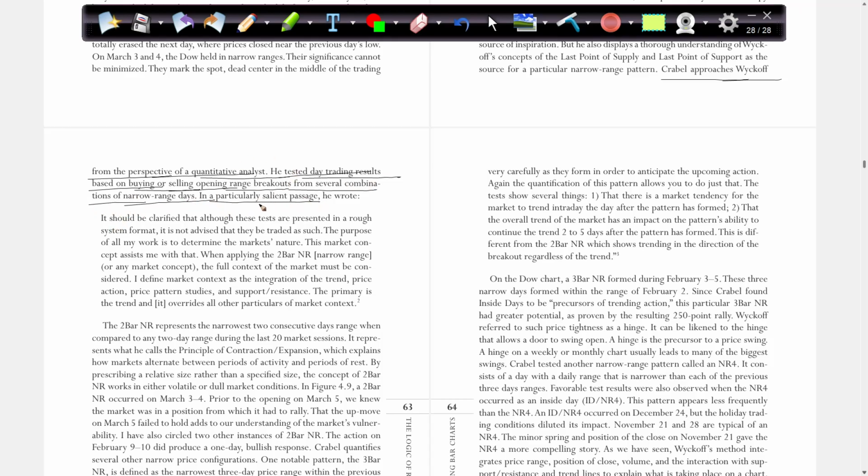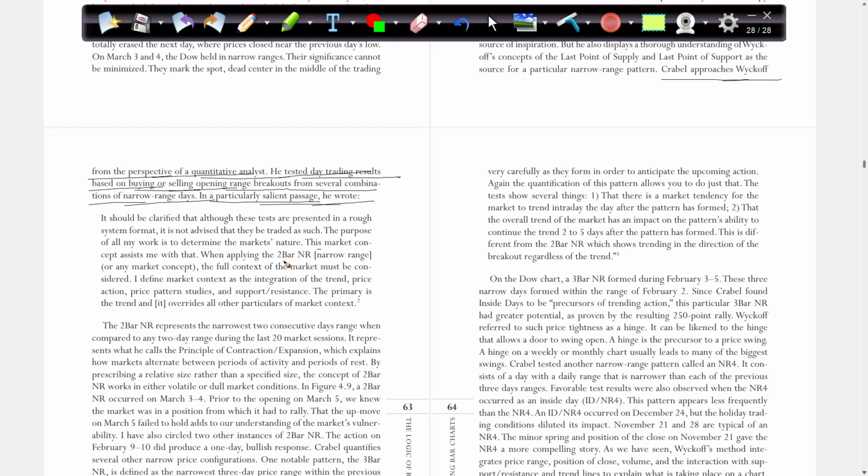In a particularly salient message he wrote, "It should be clarified that although these tests are presented in a rough system format, it is not advised that they be traded as such. The purpose of all my work is to determine the market's nature. This market concept assists me with that.